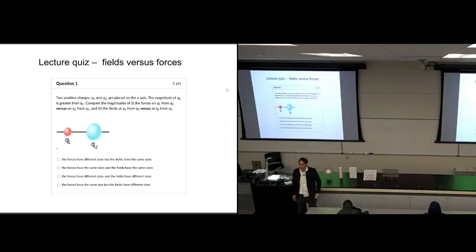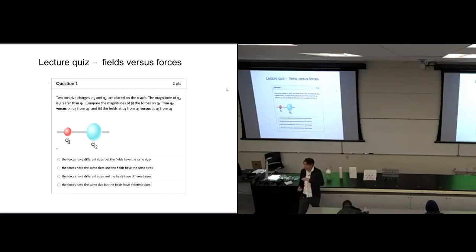Okay, let's solve this problem. The answer is, when we compare the forces on the two charges and we compare the fields at the location of the two charges, the two forces have exactly the same size. The two fields, on the other hand, have different sizes. The big charge Q2 creates a bigger field. The small charge Q1 creates a weaker field.